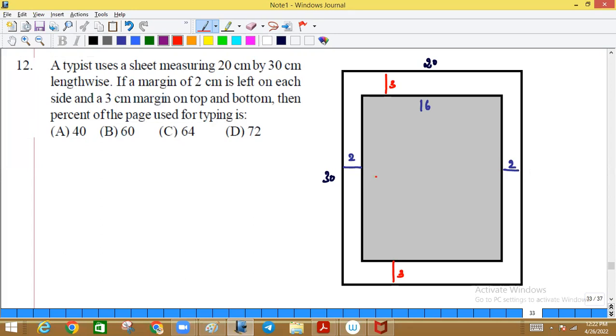How much is this? 24, because 336 is gone. How much is left? 24 is left. So then, percentage of the page used for typing. What is the percentage used? Used is the shaded area. What is the shaded area?